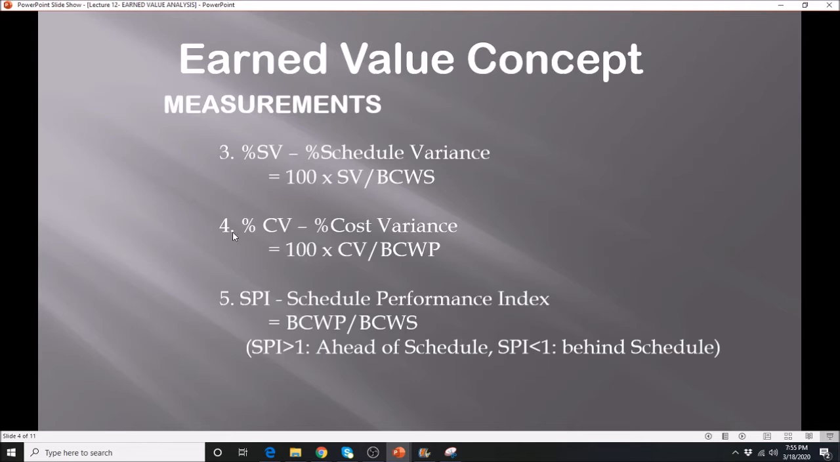Now we have also what we call the schedule performance index, pretty much the same as the first two formulas that we have, which will tell us whether we are behind or ahead of schedule. We just need to take the ratio between those two values, taking note of the sign of the BCWP. If your SPI is greater than 1, that signifies we are ahead of schedule, and if your SPI is less than 1, that signifies we are behind schedule.